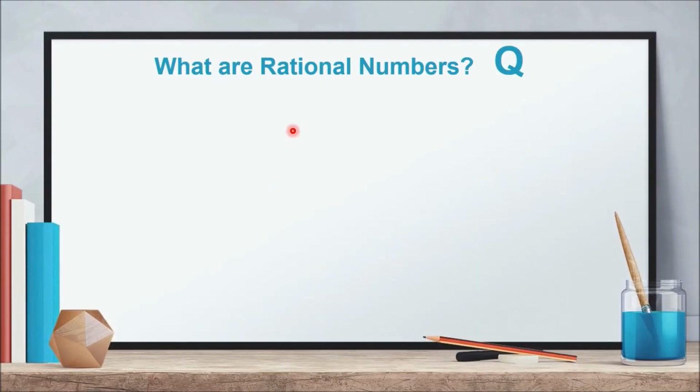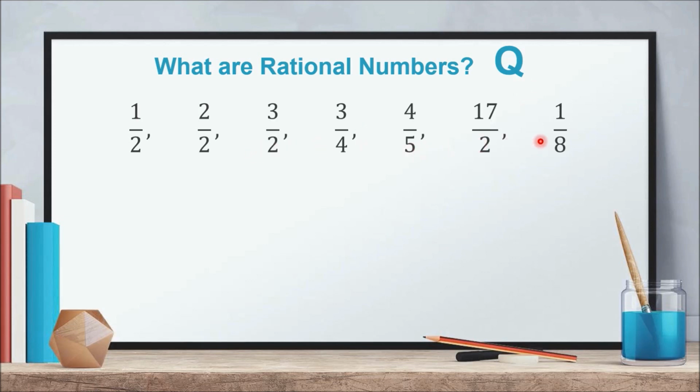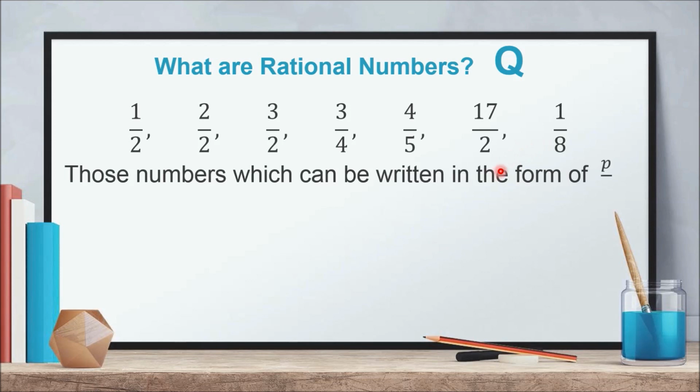Firstly, you must know what rational numbers are, which are represented by capital Q. Numbers such as 1/2, 2/2, 3/2, 3/4 and so on, which have a numerator and a denominator, are called rational numbers. Those numbers which can be written in the form of p/q, where p is the numerator and q is the denominator, are called rational numbers. Here q is not equal to 0, because if q becomes 0, then this number p/q will become infinite.